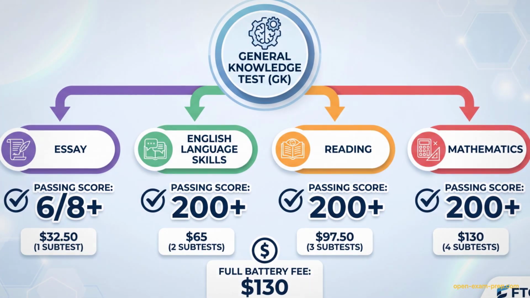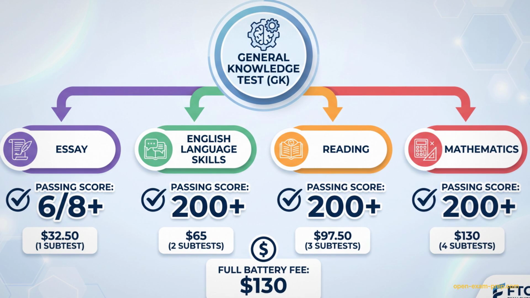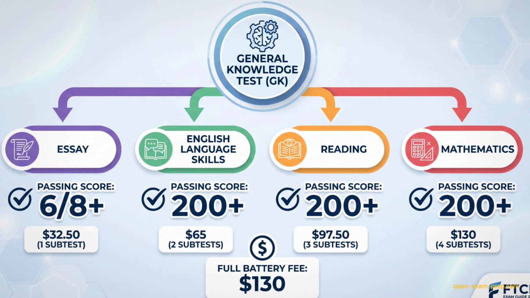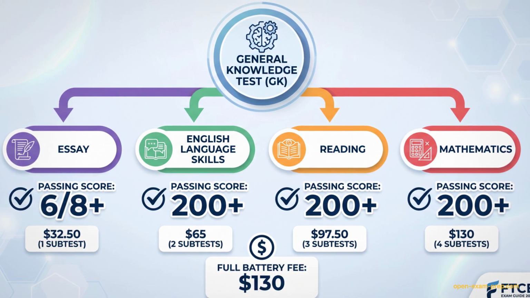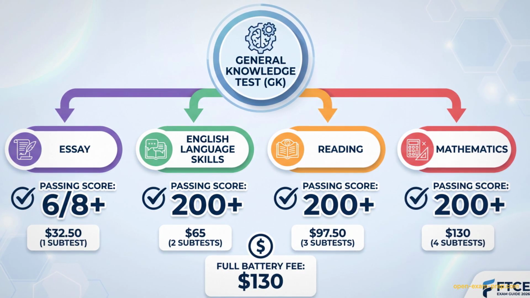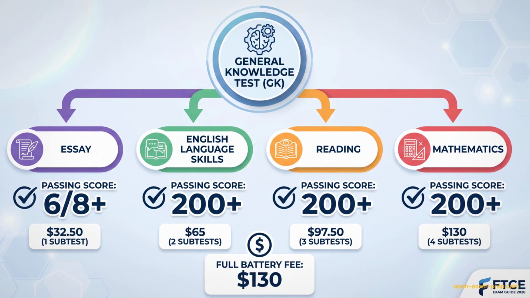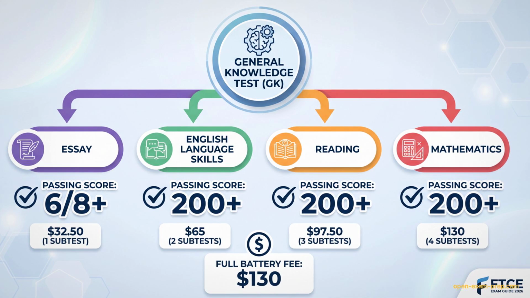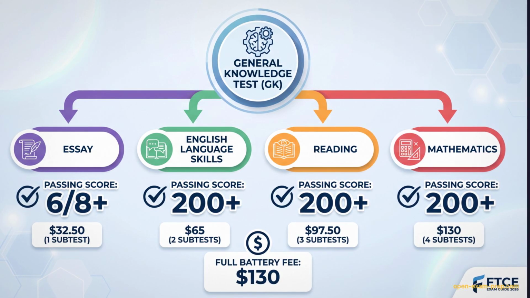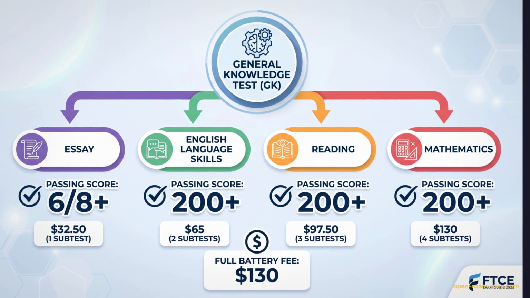The General Knowledge Test is often the first hurdle. It's not one test, but 4 subtests: essay, English language skills, reading, and mathematics. Official 2026 information shows specific question counts and timings for each. For example, the essay requires a score of at least 6 out of 8, while the others require a scaled score of 200. You can take them all at once for a $130 fee or schedule them separately. Don't rely on outdated screenshots for these details.